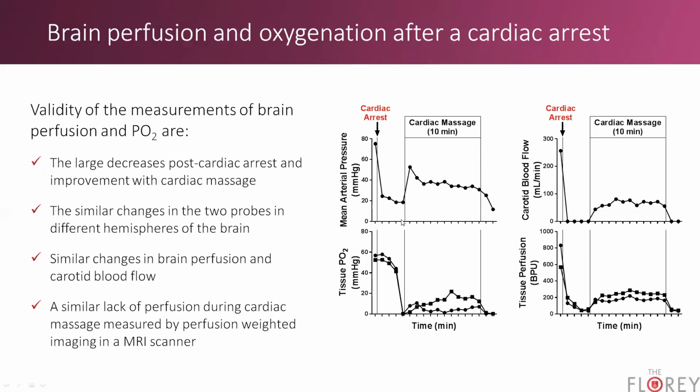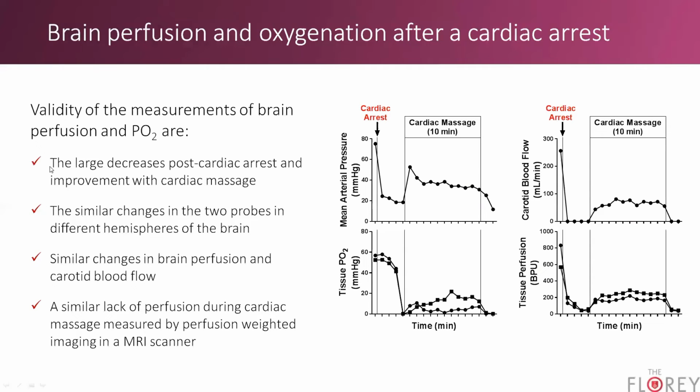And during cardiac massage, we could get some restoration of mean arterial pressure, a small increase in carotid blood flow, and this was accompanied by similar changes in perfusion in both sides of the brain and really quite small increases in tissue PO2. So we think that these data really give some validity to the measurements of brain perfusion and PO2 using these probes in the brain.